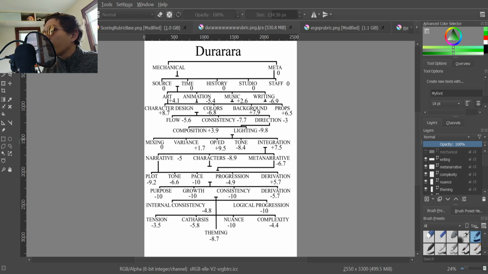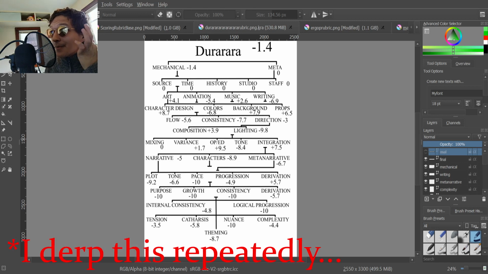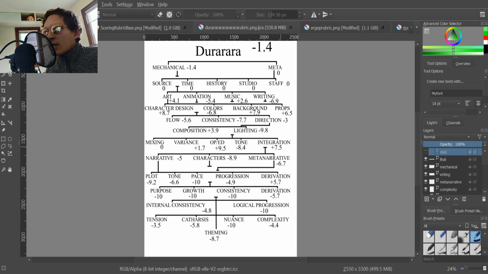We're going to add all those 4 up, and we're going to divide by 4. We're getting a negative 1.4 for mechanical, which means that our final score is negative 4.1. Now, this is important. This is where I want to stop and show why I am so happy with this chart, right?